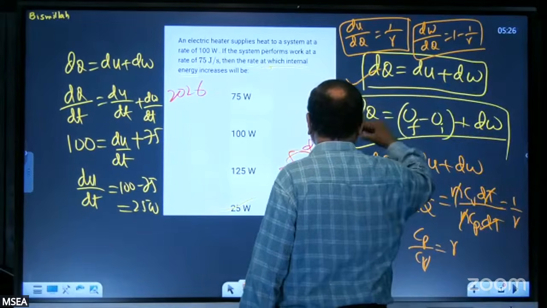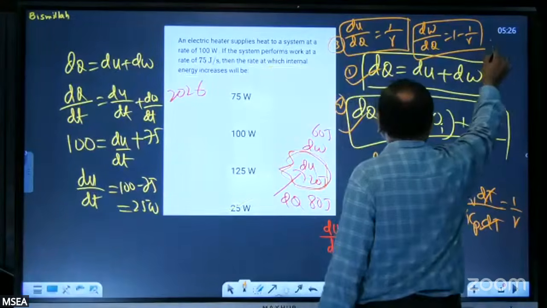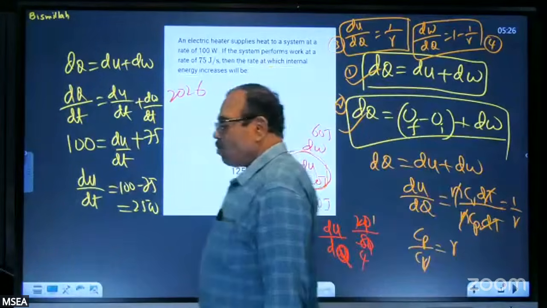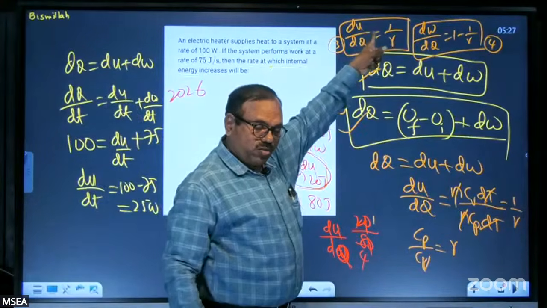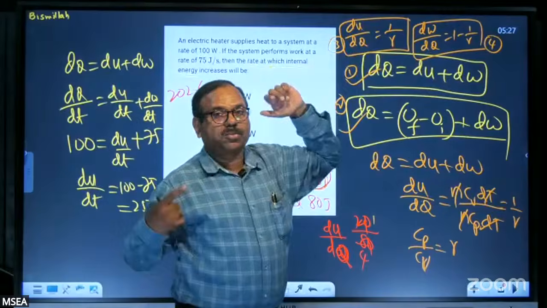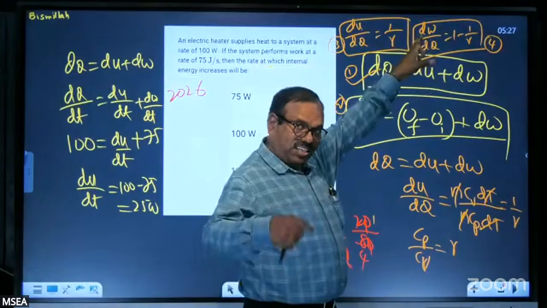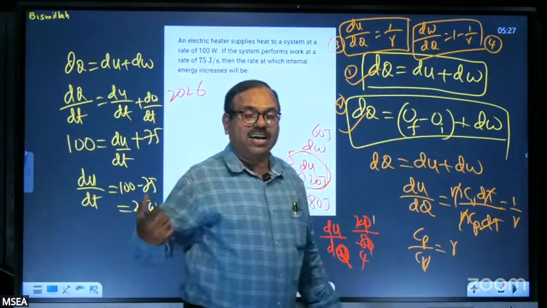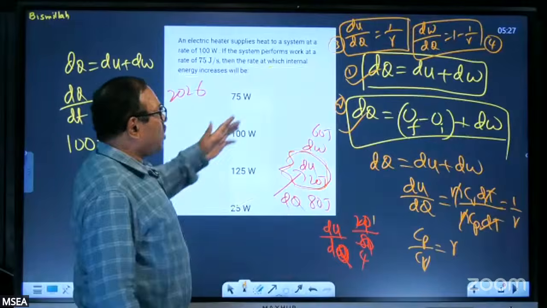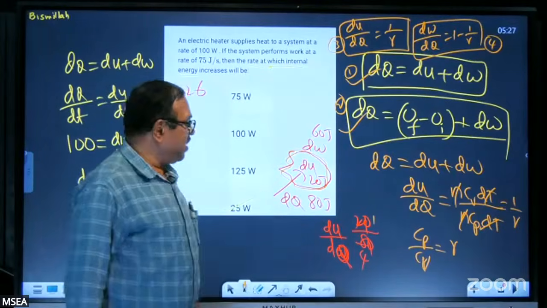You have to remember this is the first one, second one, third one, and this is the fourth one. Whenever the fractional increase in internal energy is 1 by gamma, if I ask for the percentage increase in internal energy, it is 1 by gamma into 100, or the percentage of work done is 1 minus 1 by gamma into 100. These are the four formulas you must remember, very, very important.